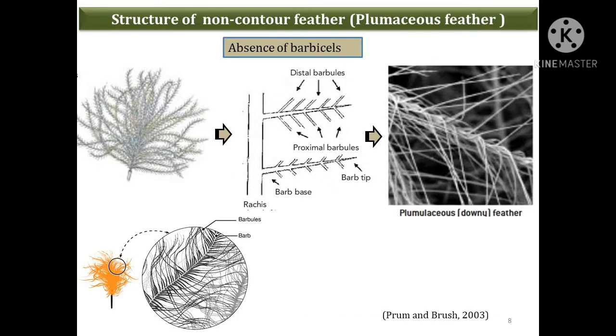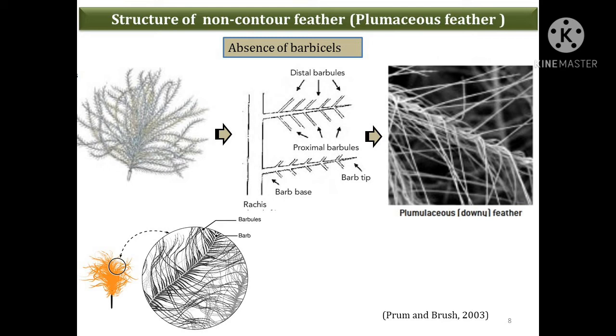Here this is the structure of a plumaceous feather. As we have seen, the pinnaceous feather has a barb, barbule and barbicel. But in case of a plumaceous feather, they have only barb and barbule, but the barbicels are absent. So due to the absence of barbicels, they don't have hooklets and flanges. And due to the absence of these hooklets and flanges in the barbicel, these feathers don't have any interlocking arrangement.